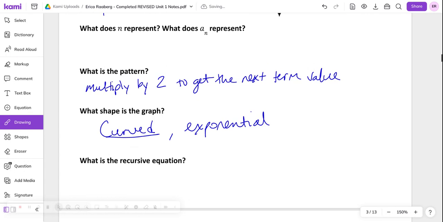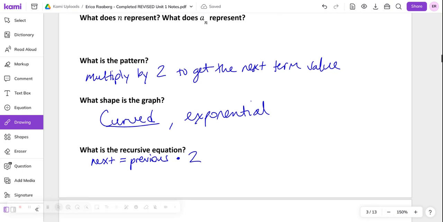All right, so now we get back down to the recursive equation. It's very similar to what we saw in section 1.1. The next term value is going to equal the previous term value times 2, because that's our pattern in this problem. We saw it with arithmetic, it was always plus or minus a number, but now it's times 2. If we use our sequencing notation, that would mean that a sub n equals a sub n minus 1 times 2.